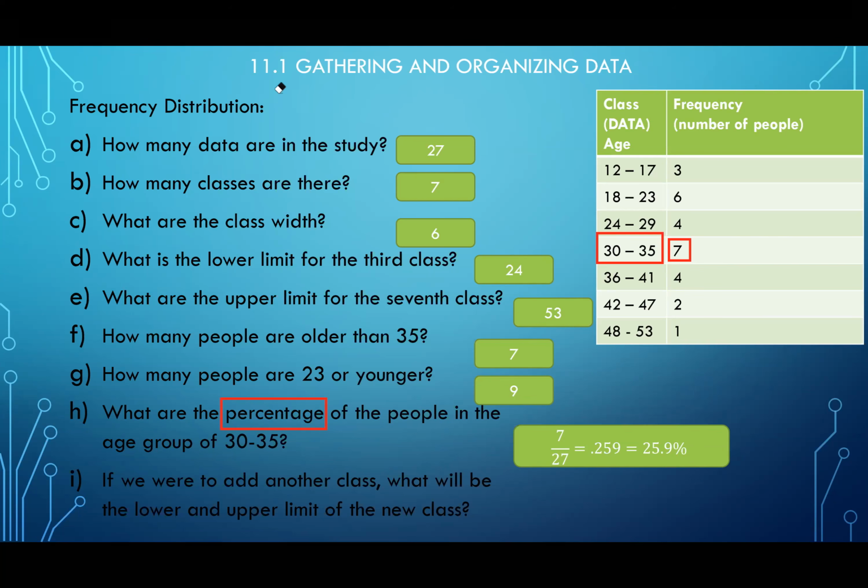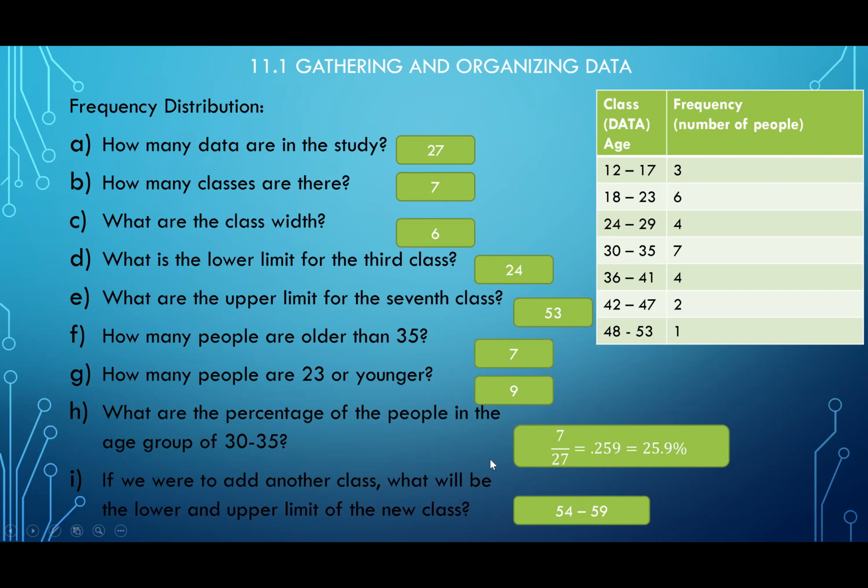And lastly, if we were to add another class, what would be the upper and the lower limit of the next class? As you can see, every time we jump, we add 6. So 48, we add 6, we get 54, and 53, we add 6 to give me 59.